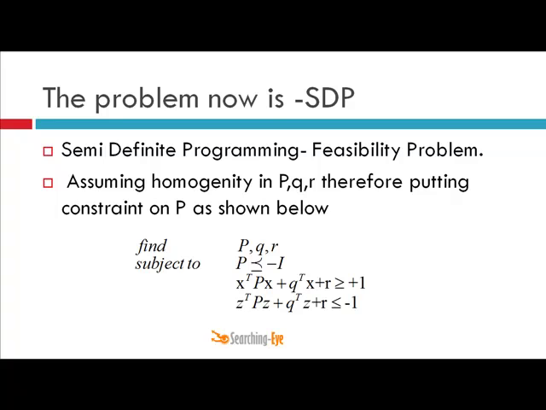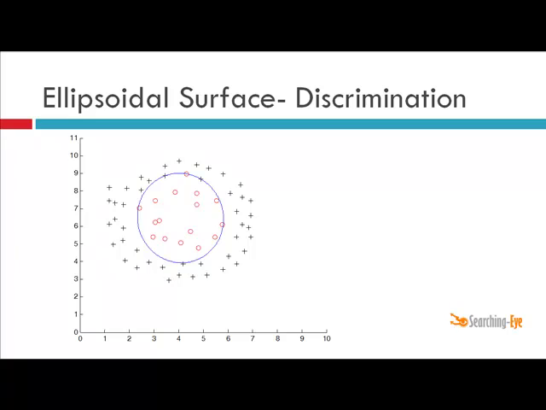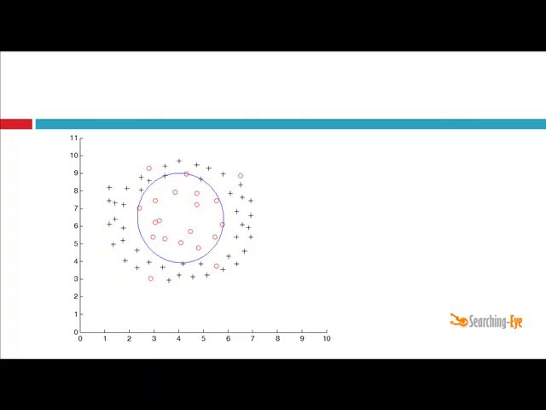We assume homogeneity in P, Q and R, therefore we put the constraint that P is less than negative identity matrix, and X transpose Px plus Q transpose X plus R is greater than or equal to +1, and Z transpose Pz plus Q transpose Z plus R is less than or equal to -1. So this is the ellipsoidal surface for separating the two classes.